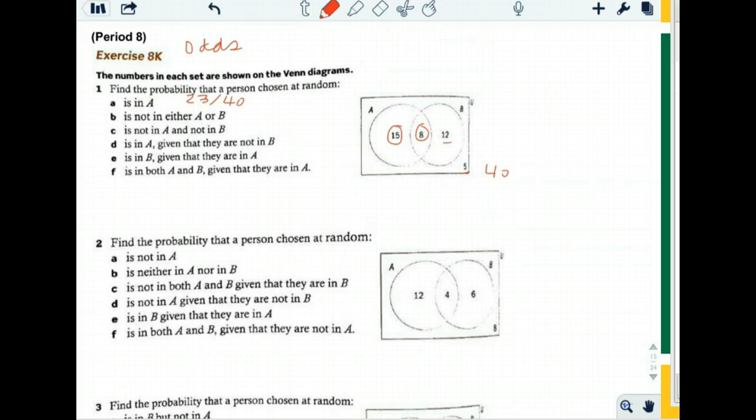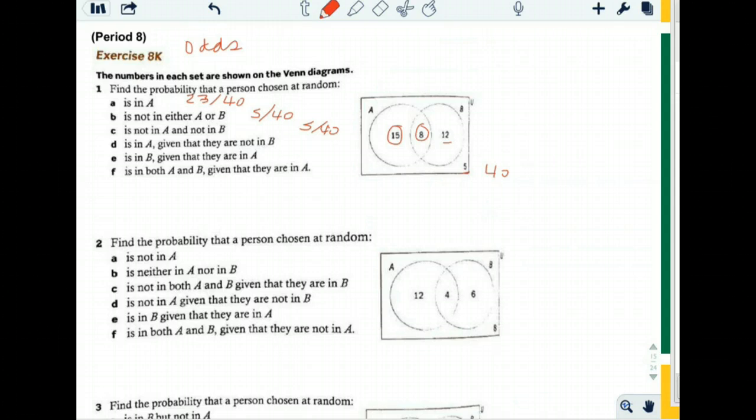Is not in either A or B. So that would be just the 5 people, right? So that would be 5 out of 40. Is not in A and not in B. That's the same thing as what we just did. So 5 out of 40 also.